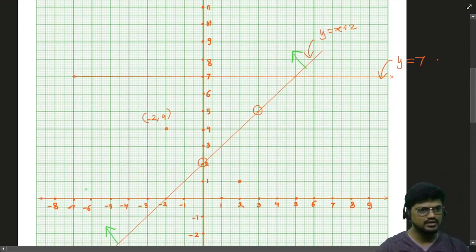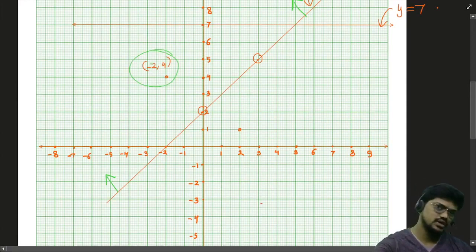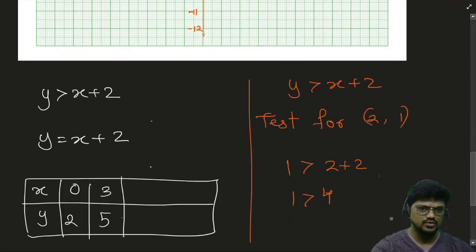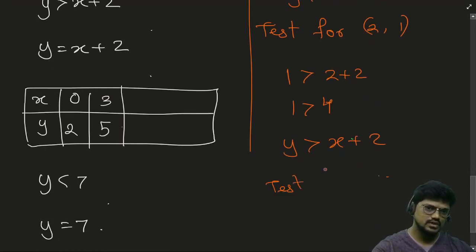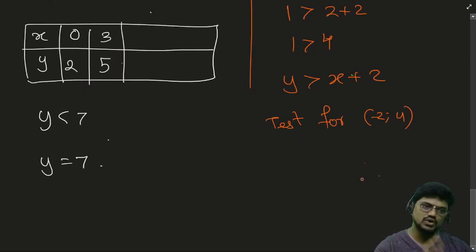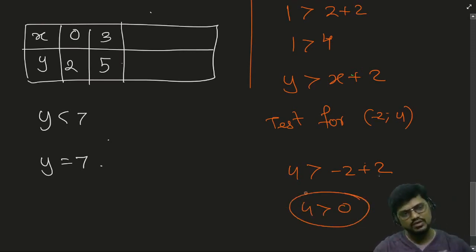Did you understand up to over here, Palak? Yeah. Okay. See, even if you test for minus 2 comma 4, with y is greater than x plus 2, it will come true. Why? Because that is the upper region only. If you put it, 4 is greater than minus 2 plus 2, so 4 is greater than 0. This condition is true. It will come true because all the points above the line will come true.